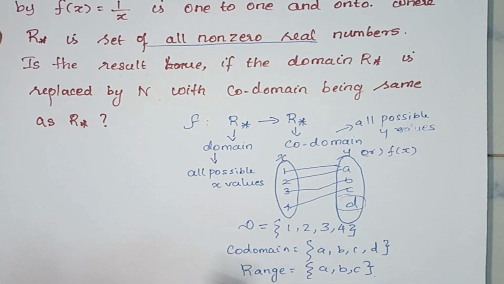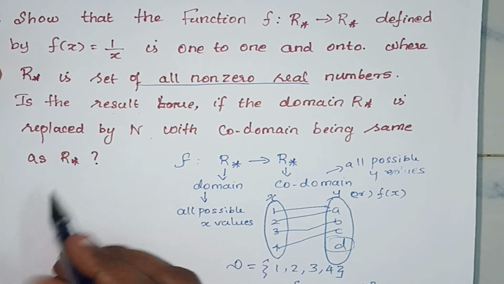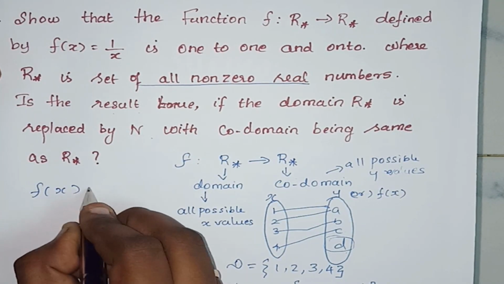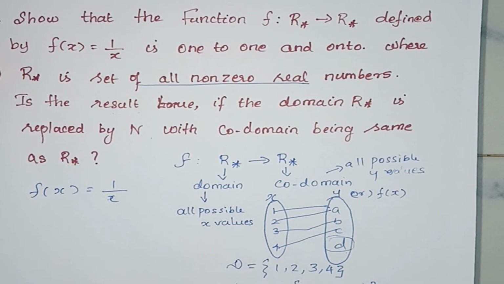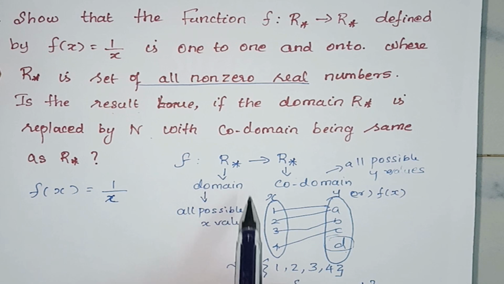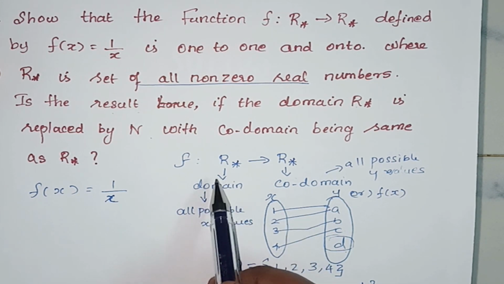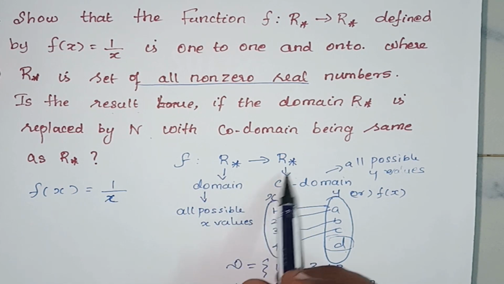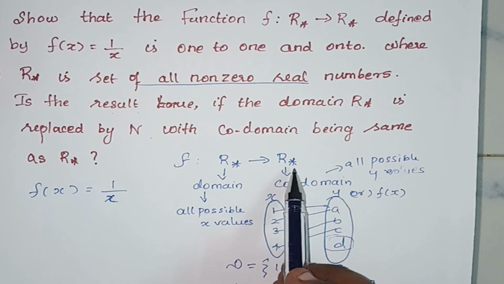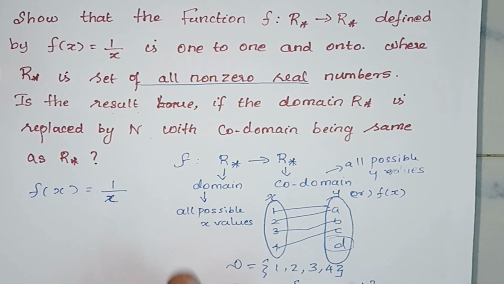Okay, so now we move on to this problem. f of x is equal to 1 by x. That is given. Here this domain R star means all possible x values are non-zero real numbers. All possible y values are also real numbers. That is the meaning of this expression.